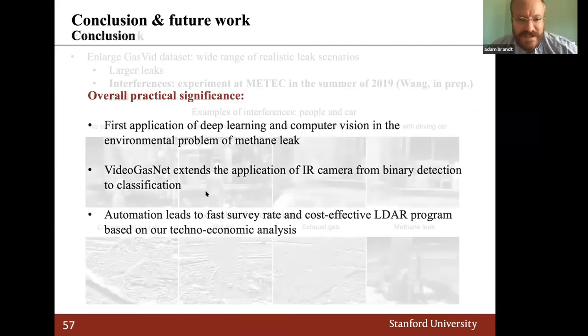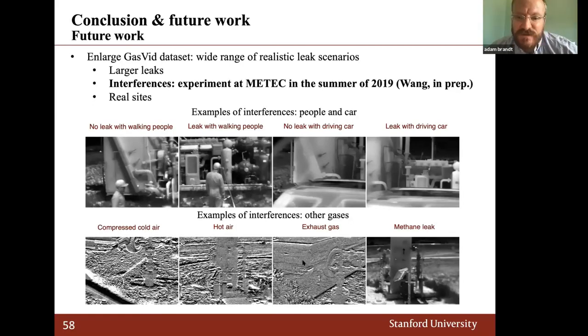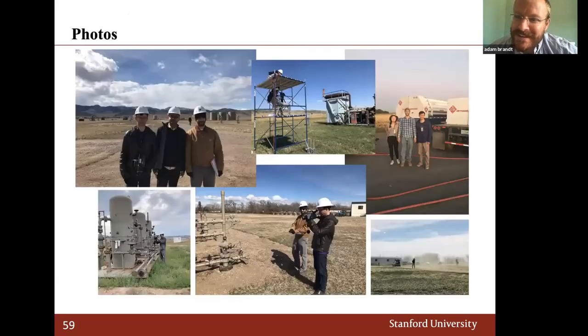So here's from last summer. We got a fake worker dressed in coveralls, banging on things with wrenches. We had hot air, exhaust from a truck, a driving car. So we got a confounding data set we need to work on. And then here's the people who are actually doing things. This is really fun. It's fun to go out to Colorado and release gas and wear hard hats and stuff.